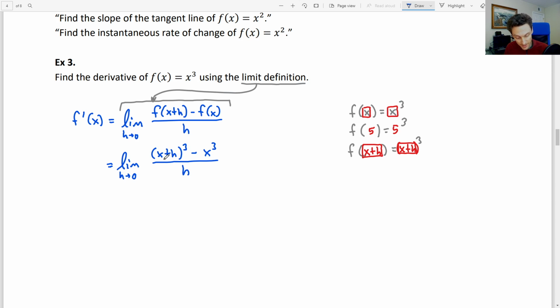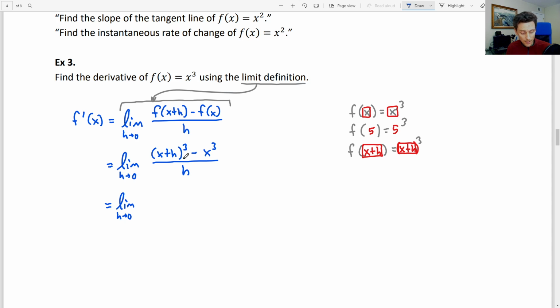So now we're at this stage. What we're going to do is try to expand out the top and simplify, and the hope is that we'll take this limit, which is an indeterminate limit. It's a 0 over 0 type of limit. Remember, we talked about that just a moment ago.